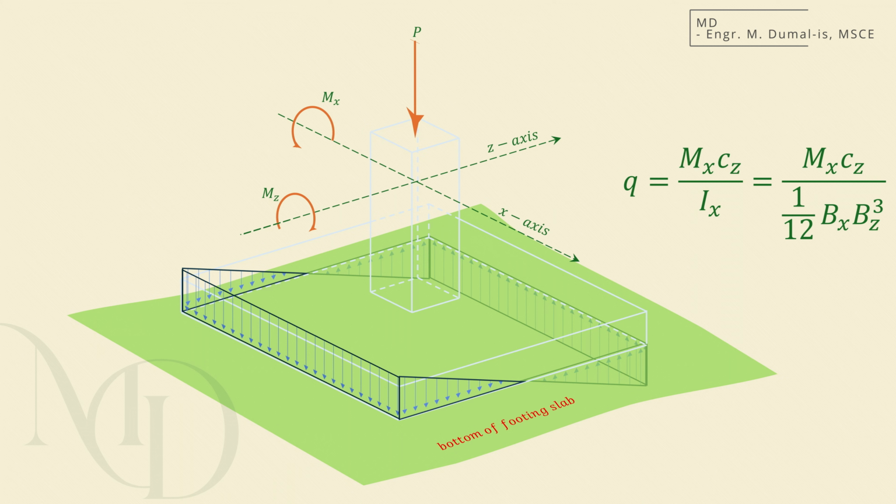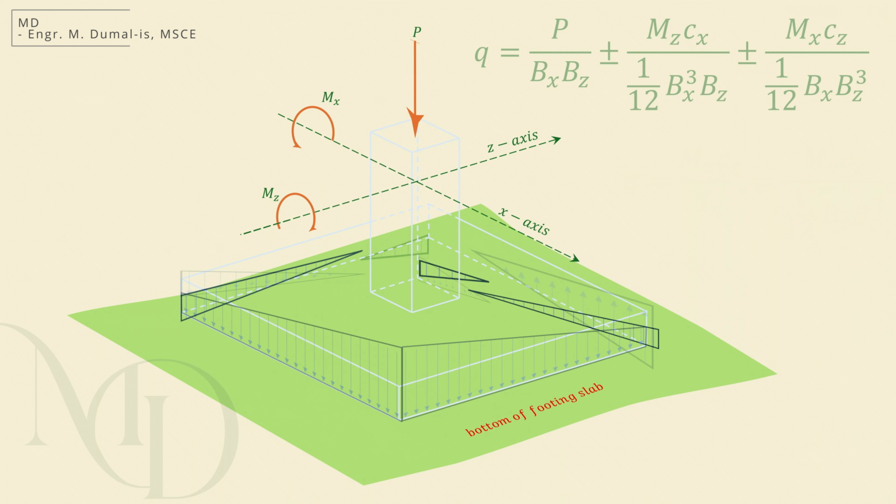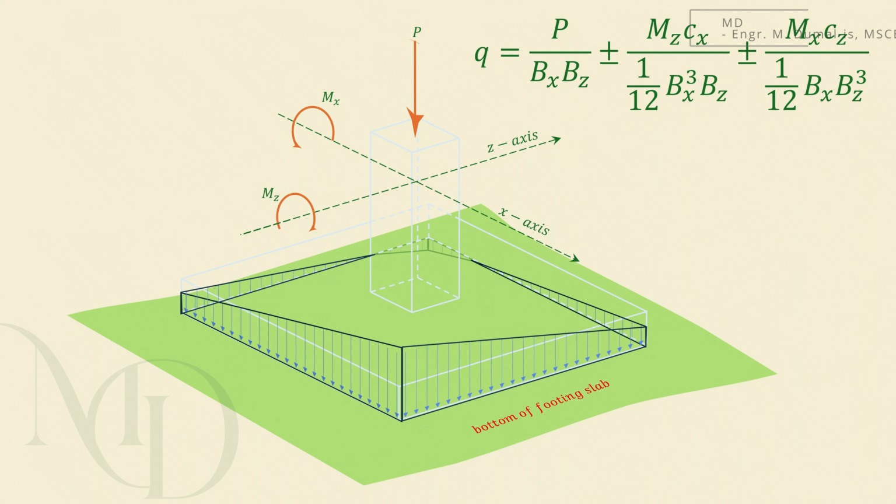The same behavior happens for moment about the x-axis, but this time in the perpendicular direction. The stress can be expressed as Mx times cz over Ix. When we combine all three components, the axial force and the two bending moments, we get the generalized stress equation. In using this formula, remember to mark the bending moments with the correct positive or negative sign depending on their direction.